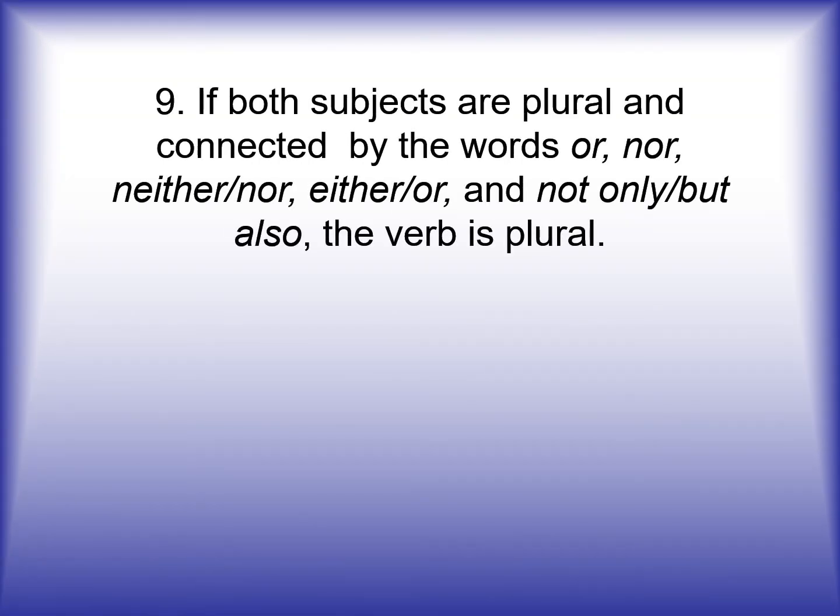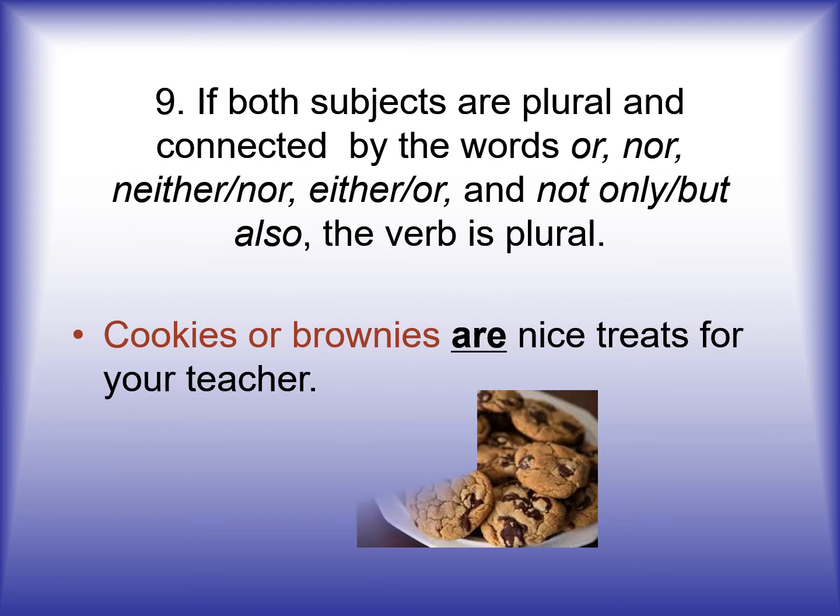Next follows: if both subjects are plural and connected by the words or, nor, neither nor, either or, and not only but also, the verb is plural. See the following sentence. Cookies or brownies are nice treats for your teachers. So cookies or brownies, both are plural subjects. So we have to take a plural verb here, which is are.